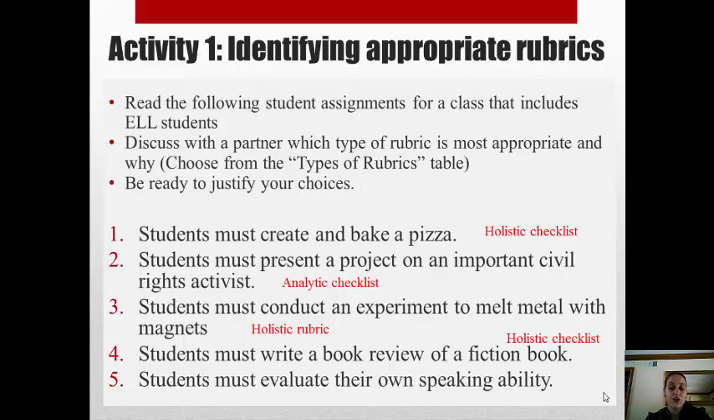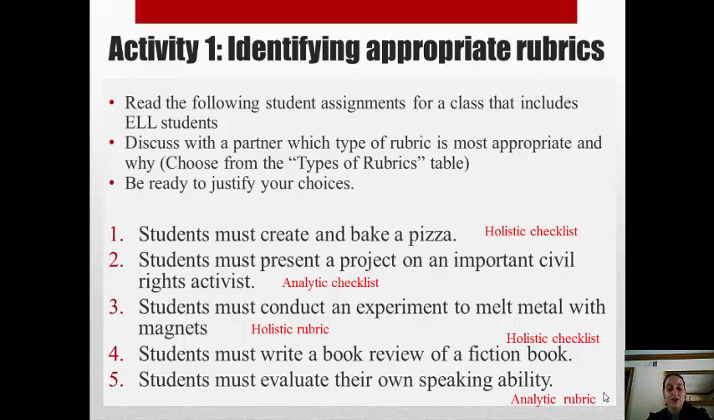For number 4, I chose a holistic checklist because there are definitely specific categories to a book review and what it needs to contain, and so the score could be based on grouping all of those together, giving one score if each of those components were present.